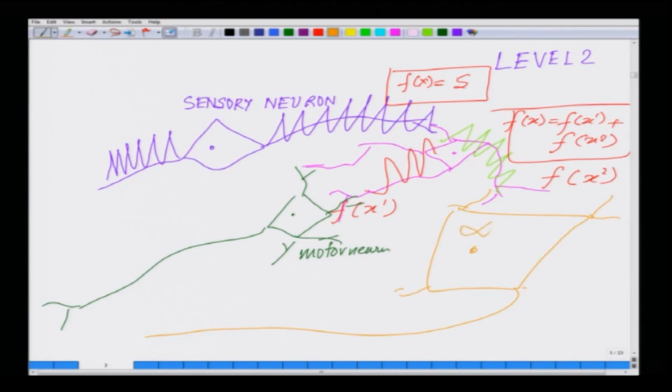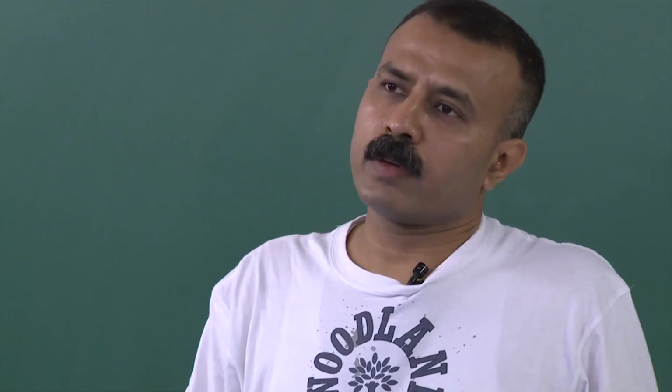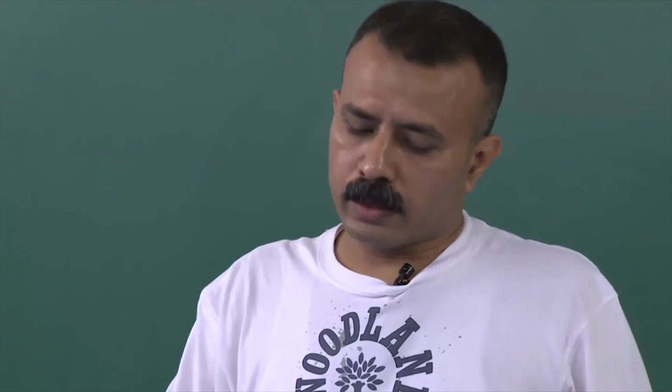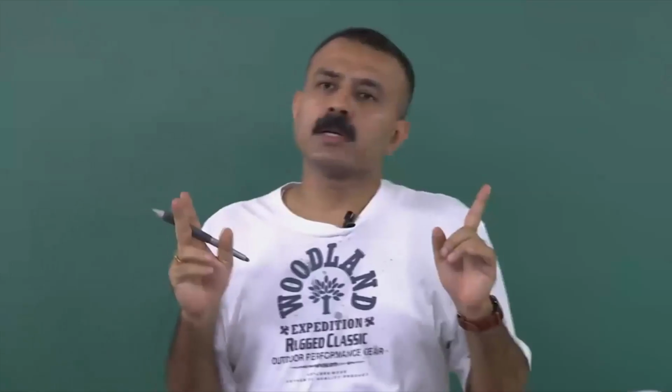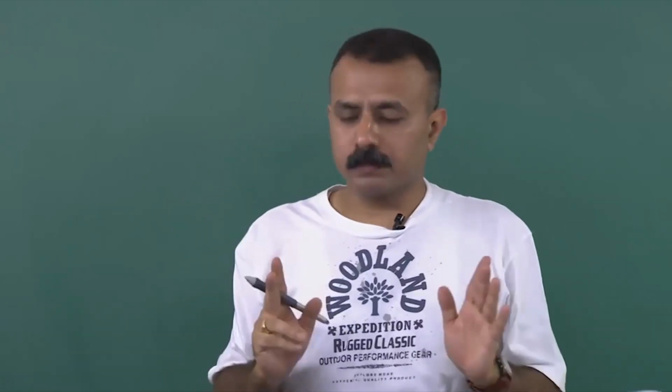So, this is alpha motor neuron. Now, this alpha motor neuron is the one which is responsible for contraction of the extrafusal fiber or the bulk of the muscle, and the gamma is the one which ensures that the muscle spindle comes back to its original shape.